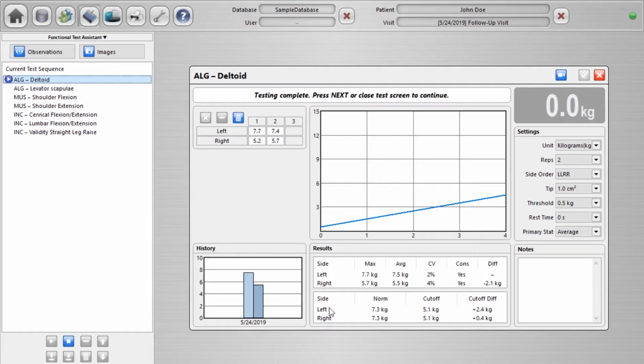Down below in the bottom section here, we actually have normal values that have been established, again, by gender, for the patient's gender. Normal is 7.3, which we can see is in line with what we got for our left side. Anything above that is generally considered normal. And then there's a cutoff value, which is 5.1. So in this case, the patient is actually above the lowest normal cutoff. But again, we can use the difference to make some decisions.